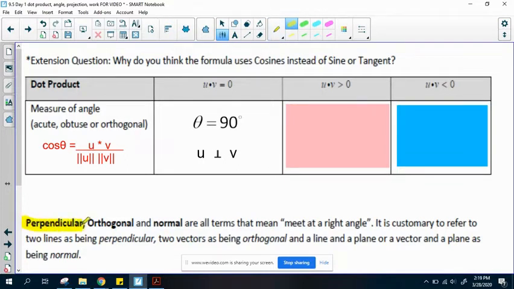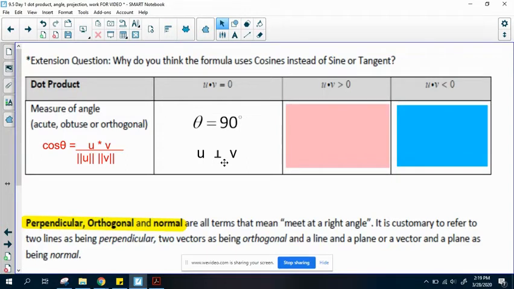So perpendicular, orthogonal, and normal are all terms that mean meet at a right angle. Perpendicular is common to see in our normal function world. Orthogonal is what we use in vectors. And then normal is when we have a plane and a vector. So we'll get to that in a couple units. But for now, when we say u and v are perpendicular, we're actually saying they're orthogonal.